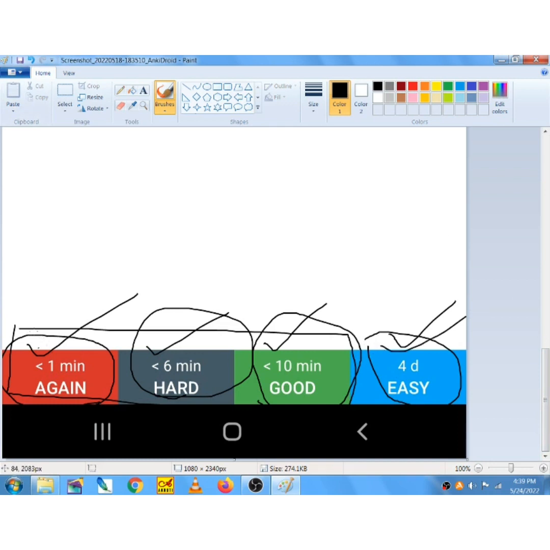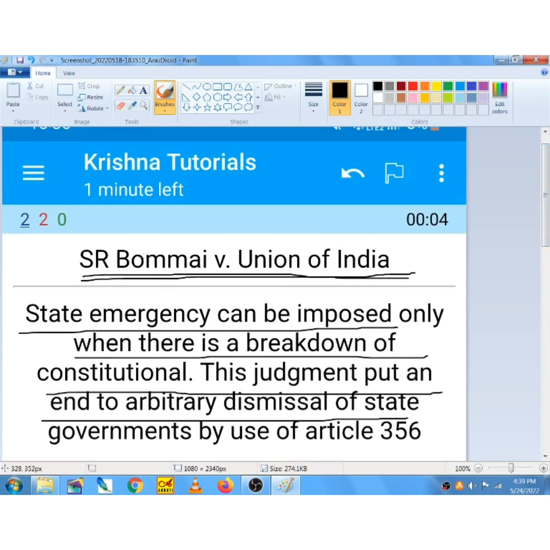So if you get the answer wrong, you will select this option, then the question will be shown to you again within 1 minute or whenever it can be shown, and same for the other options also. So you must use this app until you remember everything. You must be in a position to answer everything before the exam itself.